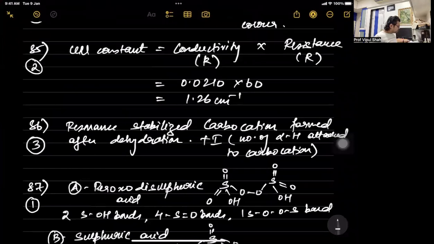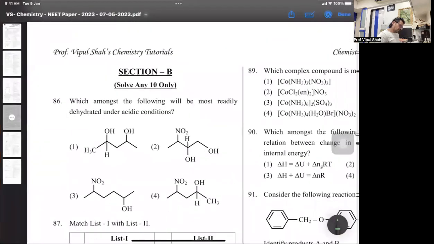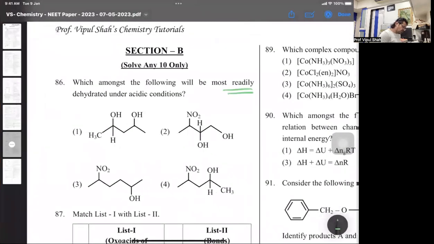Then next we have the 86th one. This is a good question. Have a look at it. Among the following, which will be most readily dehydrated? Now, most readily dehydrated will be the third one. What is the concept of it getting dehydrated? Dehydrated in acidic condition, meaning an intermediate carbocation has to be formed and the carbocation should be more stable. So you have two things: stability of carbocation and, second, the plus effect of the alkyl groups. So options A and B are out because with two OH groups present, that's not the one. So it's either C or D.